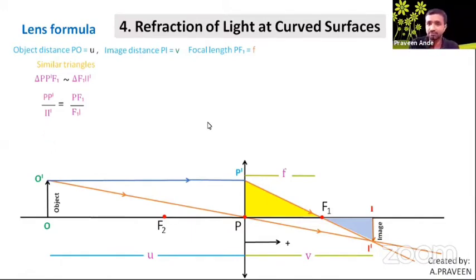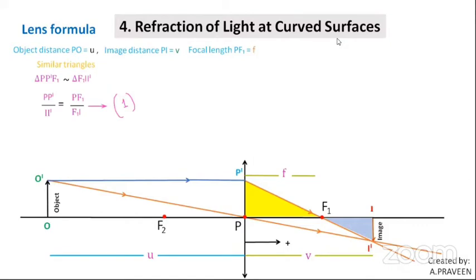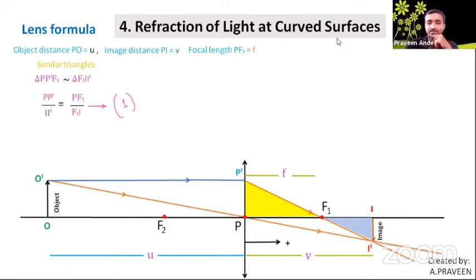So this one, just give it the number equation 1. Let me write that as equation 1 here. Equation 1 is PP' by I' equals PF1 by F1I. Then what do you know about PF1? Are you able to write anything? PF1 measures the focal length.